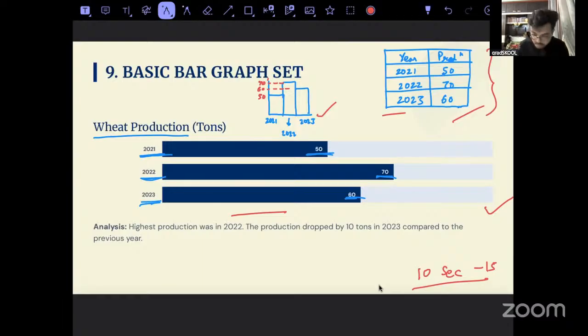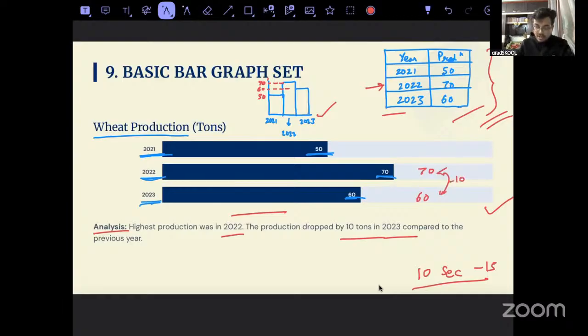So now, what is this? Okay, analysis. We have to analyze it. So what we can analyze from this table is, in 2022 the production was the highest, which is 70. In 2022 the production was highest. The production dropped by 10 tons in 2023. It was 70, this was 60. So what is the difference? 10 tons. It decreased. So that's what it's written.